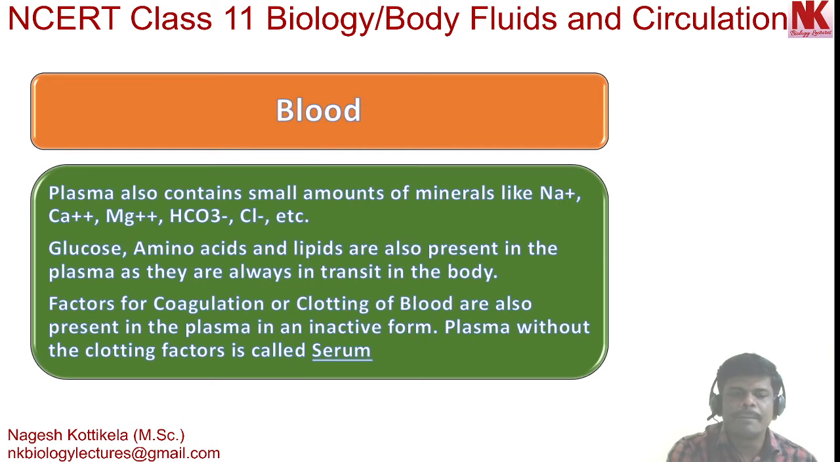Apart from this, plasma also contains small amounts of minerals like sodium, calcium, magnesium, bicarbonate, and chloride ions. So, these ions are present in plasma. And glucose, amino acids, and lipids are also present in the plasma, as they are always in transit in the body. These nutrients are always moving from one part of the body to another.